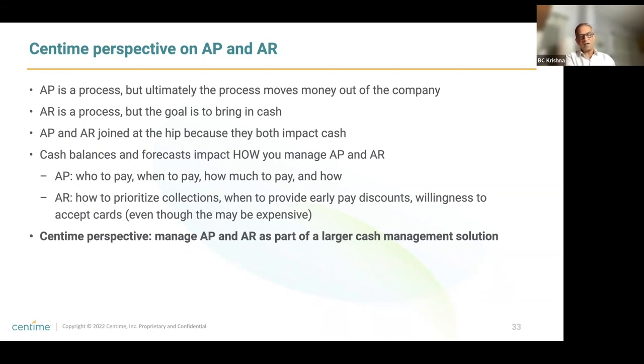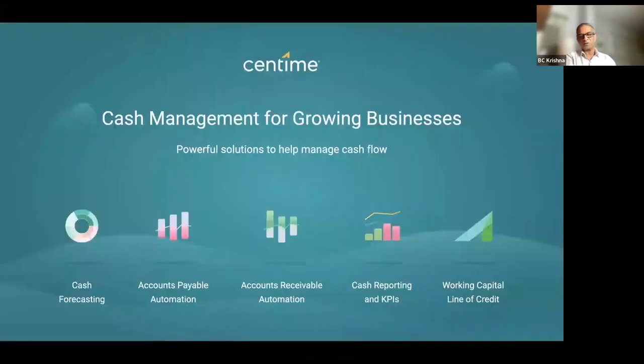So we have a perspective that, in order to do a good job, it is important for businesses to manage AP and AR as part of a larger cash management solution. Brief commercial, this is what we do. We have brought together a set of capabilities that help businesses manage cash as they grow. It's a set of solutions built on a common platform, ranging from cash forecasting, AP automation, AR automation, to a bunch of cash reporting.